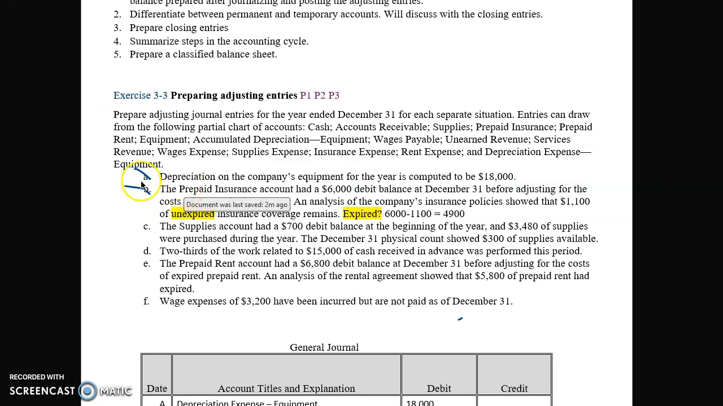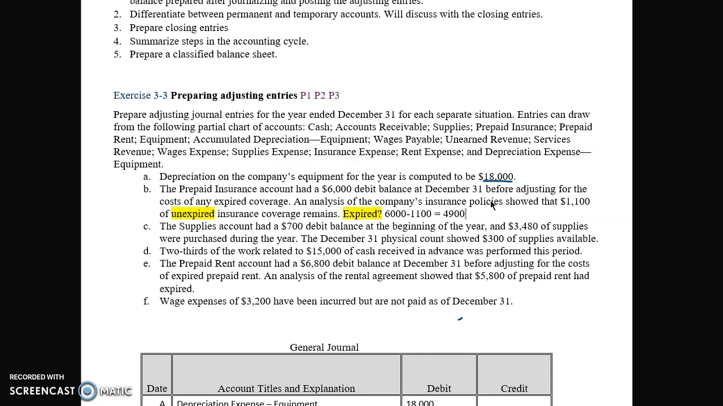Well, the first one is letter A, and it says depreciation on the company's equipment for the year is $18,000. Now they told us what the dollar amount is for depreciation. Later in this course we'll calculate depreciation, but for right now we're going to give that to you. Second point on this, there was a video before this one and I said never expense a building or equipment, a car, whatever, an asset when you buy it. We'll expense it, but we're going to expense it over time. Not when we purchase it.